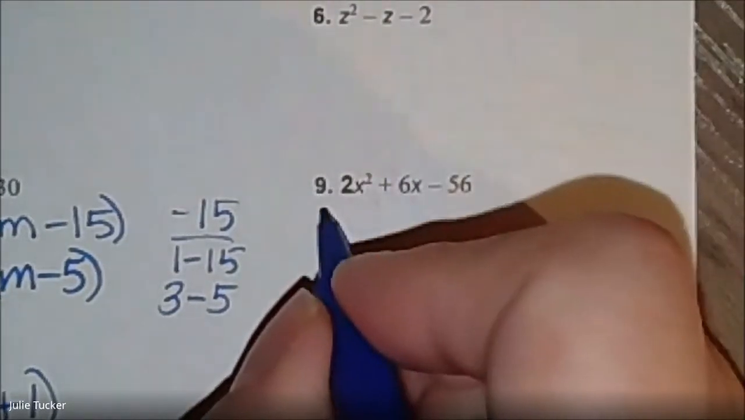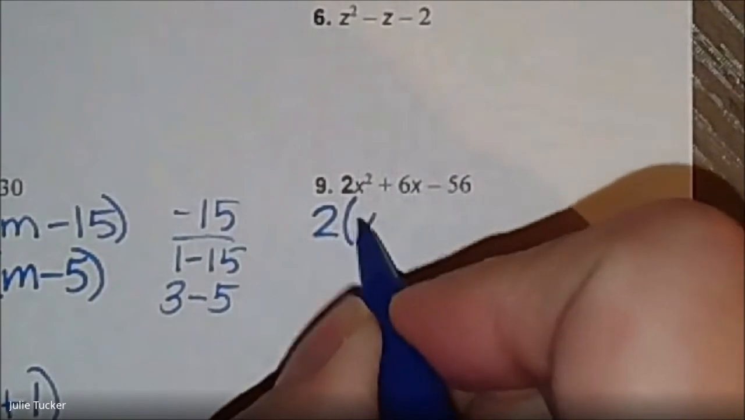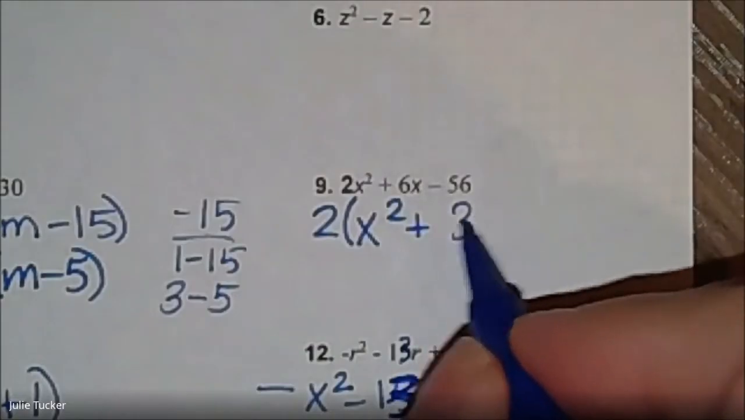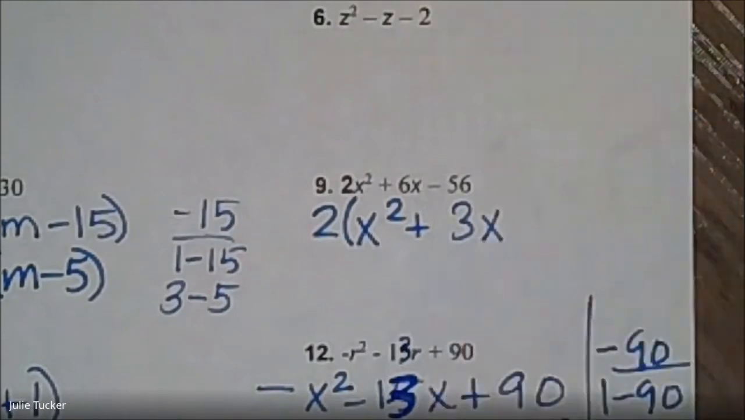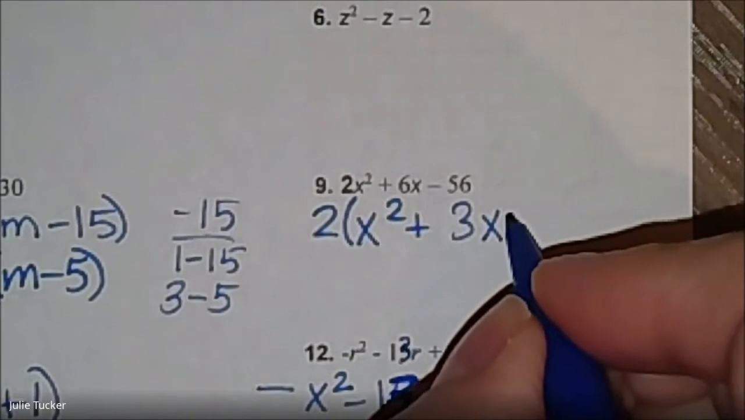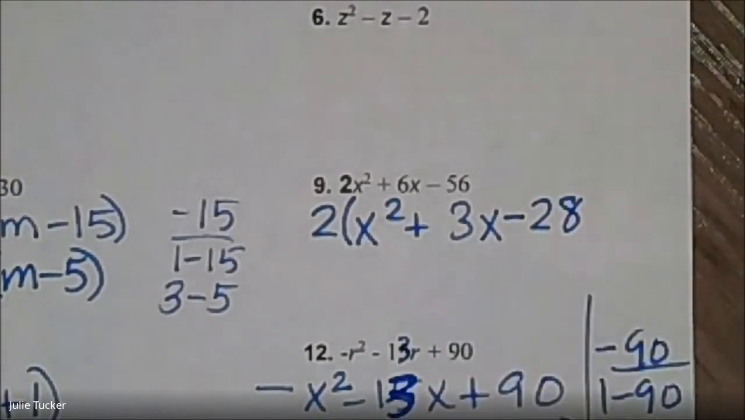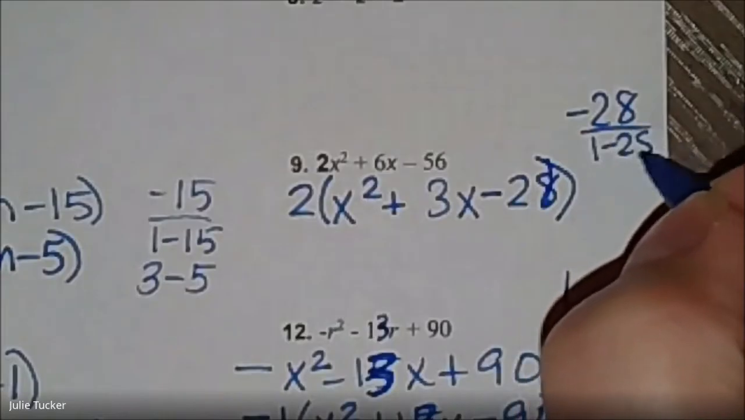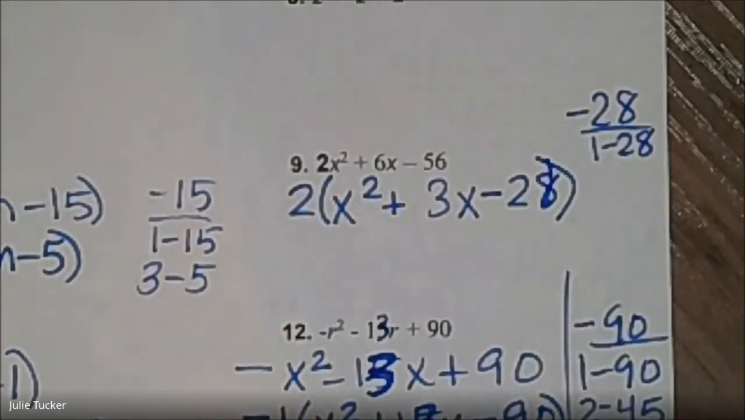So 2 parentheses, x squared plus 6 divided by 2, 3. I got to put my x on there. And then I have to divide 56 by 2, and that gives me negative 28. So I have negative 28. So 1 minus 28 is negative 27.